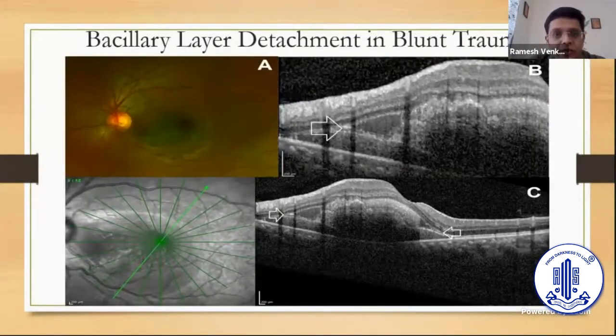So this is a patient with blunt trauma. He had a history of injury with a ball, and you can see with the white arrow that there is a split between the ellipsoid layer and the myoid layer, and there is an accumulation of hemorrhage between those two layers. So this is not a subretinal hemorrhage which we commonly see and commonly describe on the OCT. This is what we described as the intrabacillary layer hemorrhage.